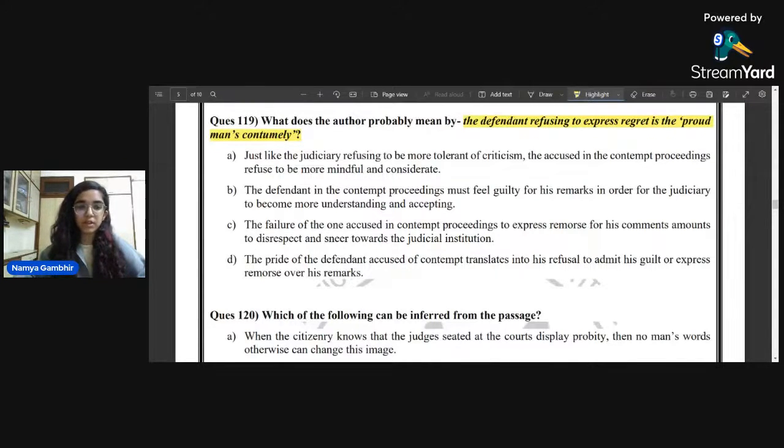Just like A, which was the judiciary refusing to be more tolerant, though the aspect of judiciary has been given in the sentence as a whole when we go to the passage. But this particular question just asks about the latter part of the sentence, and the idea of that is very much captured in the third option. Much better than A, because A is not talking anywhere about the defendant's refusal and the sneer that you can infer from that. So I think that is one part which makes C a better option over A.